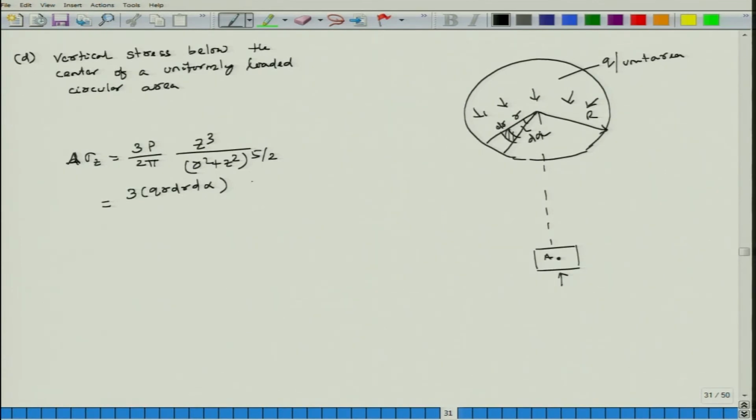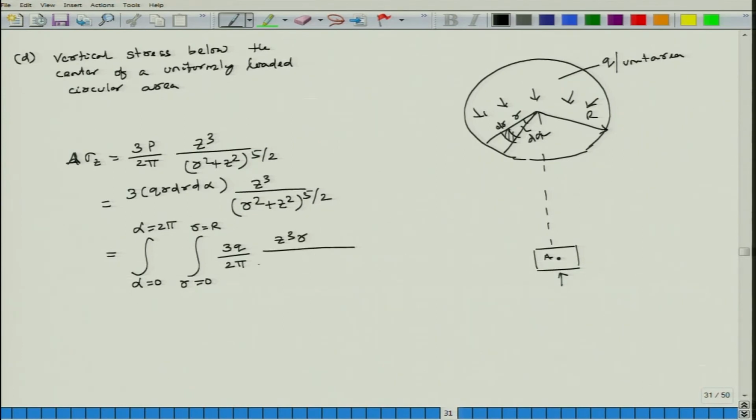So then it will be z q by (r square plus z square) to the power 5 by 2, then this will be integrated from alpha is equal to 0 to alpha is equal to 2 pi, r is equal to 0 to r is equal to r. Here it will be 3 q by 2 pi, z q r by (r square plus z square) to the power 5 by 2, dr d alpha.